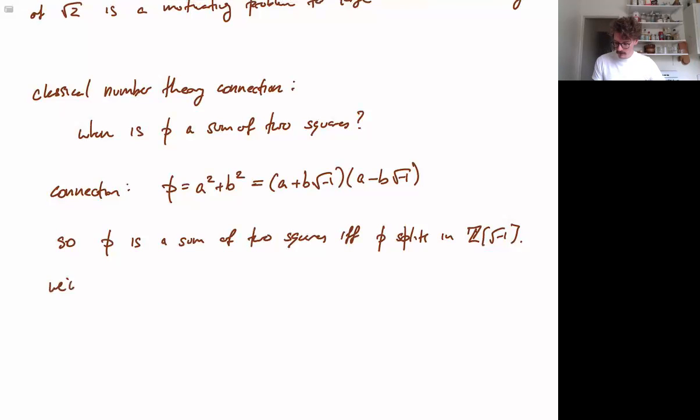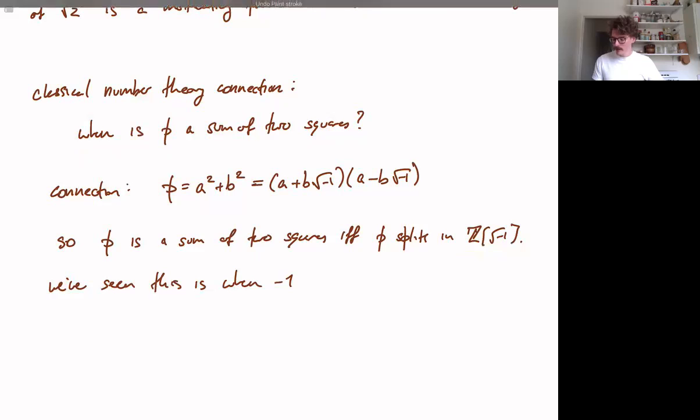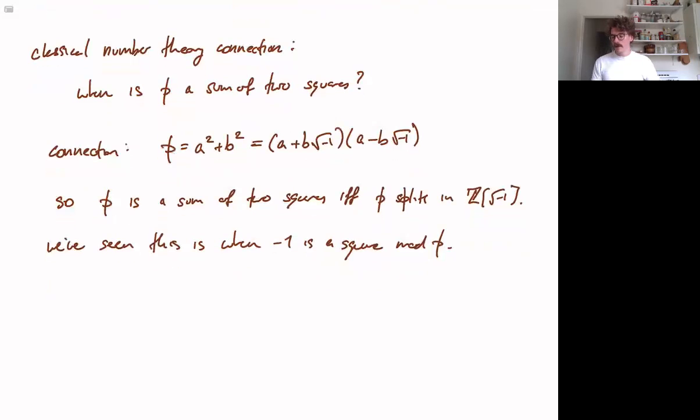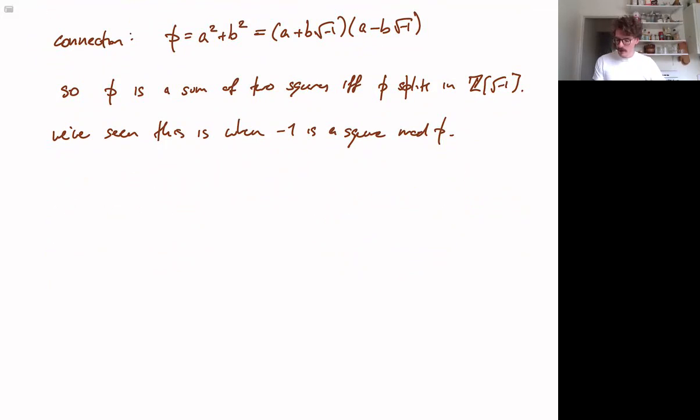So the claim is that the same thing happens in this situation that happened in the last situation. The last time, we used the square root of 2, and we saw that a prime splits exactly when 2 was a square mod p. Now that we're using the square root of -1, a prime will split exactly when -1 is a square mod p. And using a little bit of our knowledge of number theory, we can turn that into the following theorem: -1 is a square mod p if and only if p is congruent to 1 mod 4, or when p is equal to 2.